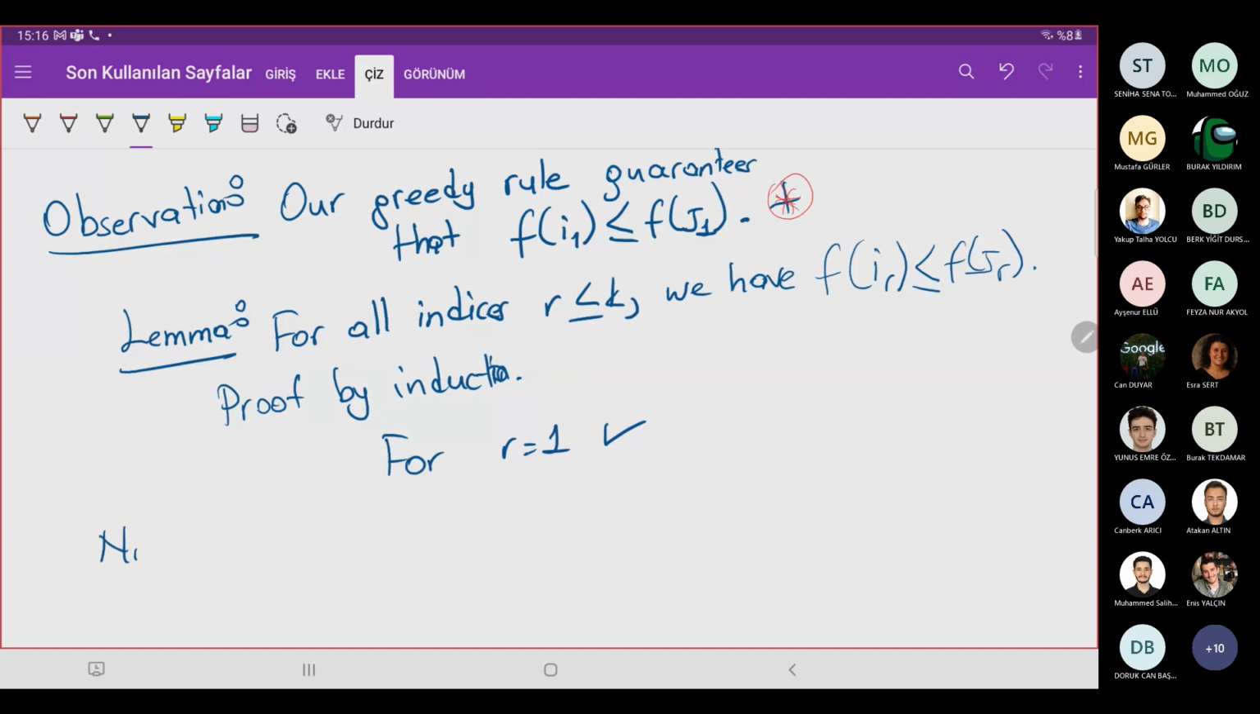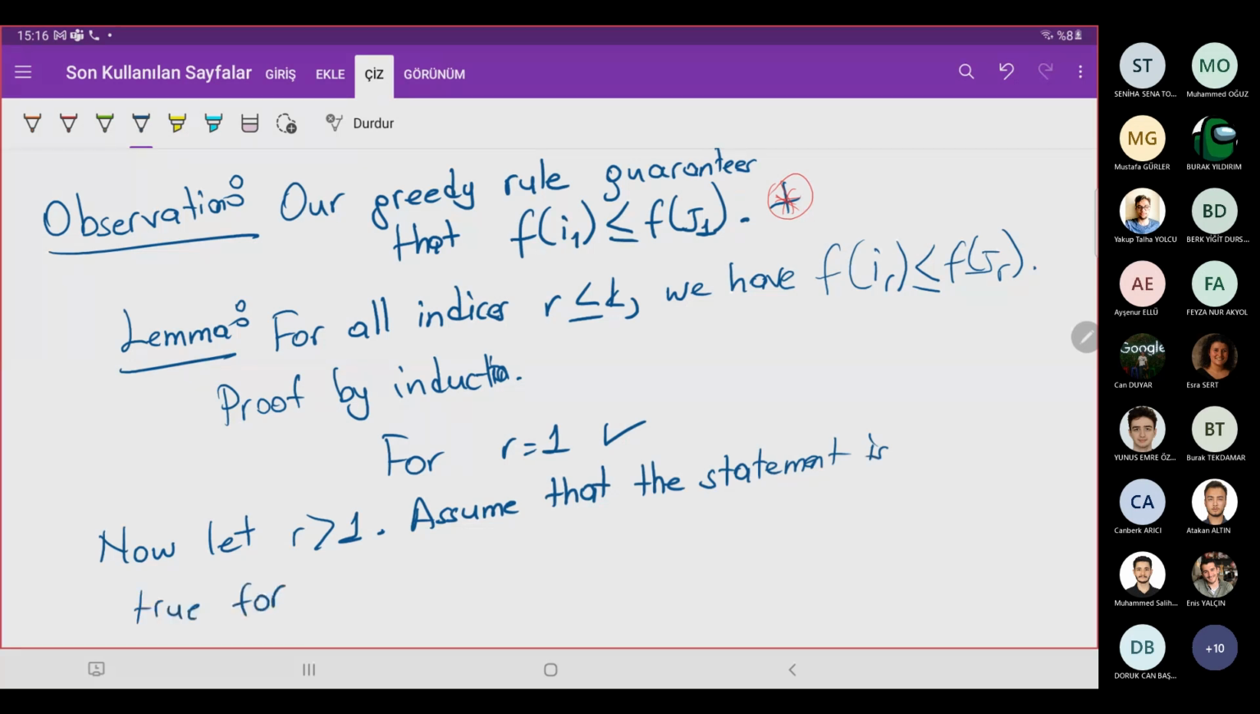Now, let r be greater than 1. Assume that the statement is true for r minus 1. Okay, assume that it's true for r minus 1. That's my induction hypothesis. So it means that my induction hypothesis is f i r minus 1 is less than or equal to f j r minus 1. Okay, that comes from the induction hypothesis.